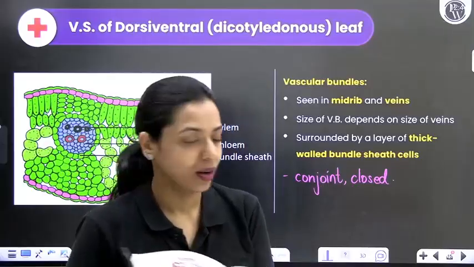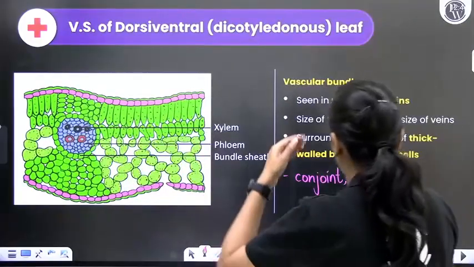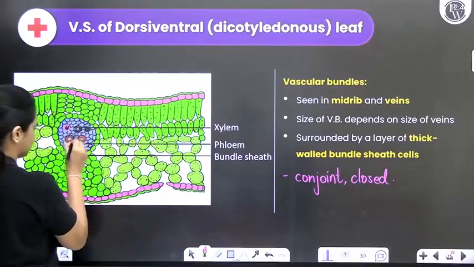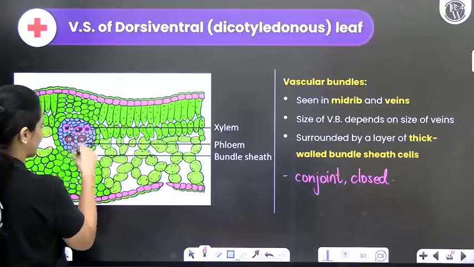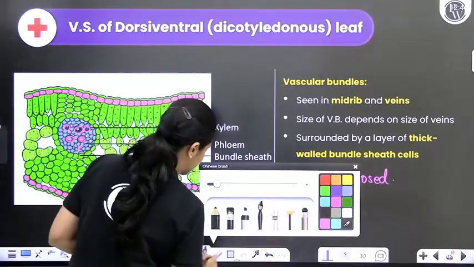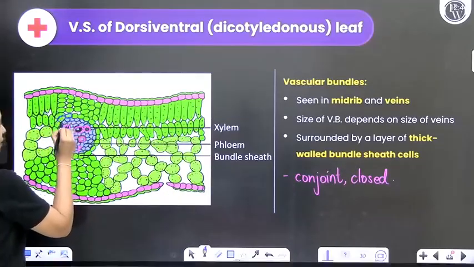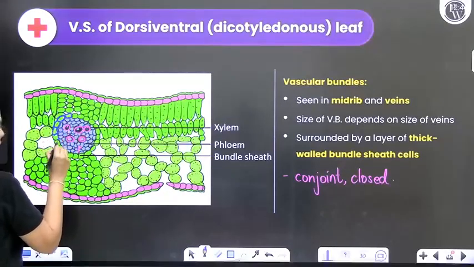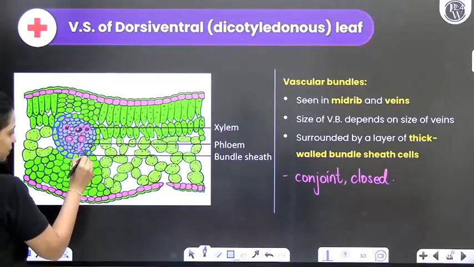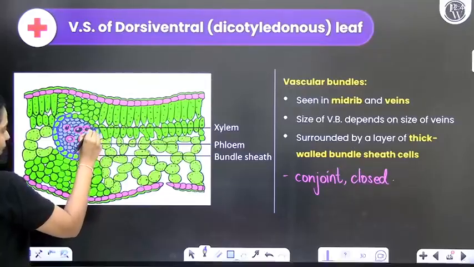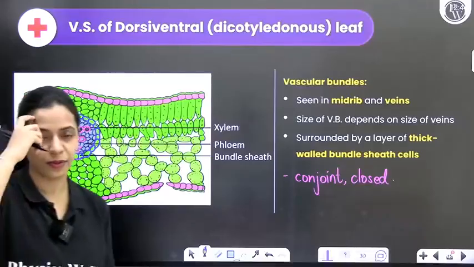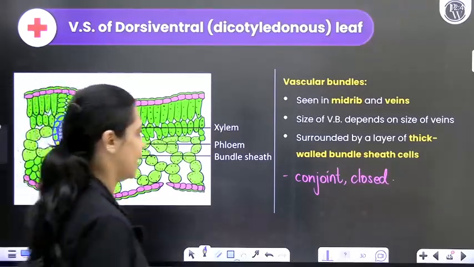Alright, now in this vascular bundle, see this is the xylem. Surrounding that you have the phloem. Surrounding that you can see there is a clear, distinct layer of cells that are made up of parenchyma. We call this the bundle sheath. Where else did we speak about bundle sheath? In monocot stem. There it was made up of sclerenchyma. Here it will be made up of parenchyma.